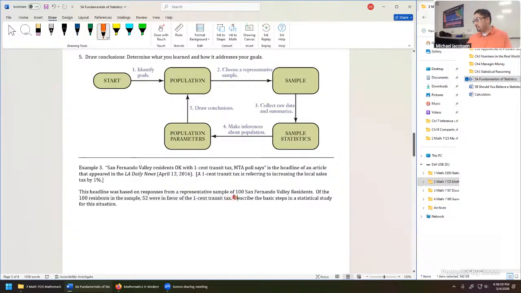But first, we want to describe the basic steps in the statistical study, really just thinking about population, sample, statistic, and parameter once again in this order, in the new lens of steps 1 through 5 that we see here. Any questions at all, folks, before we give this a try?